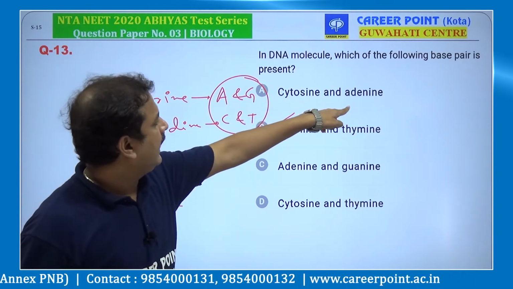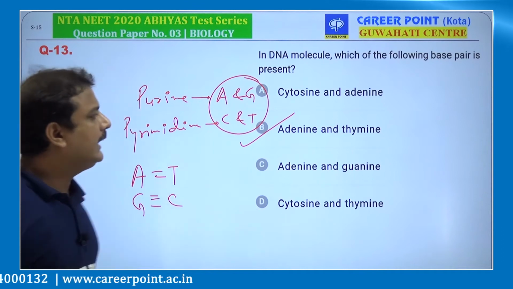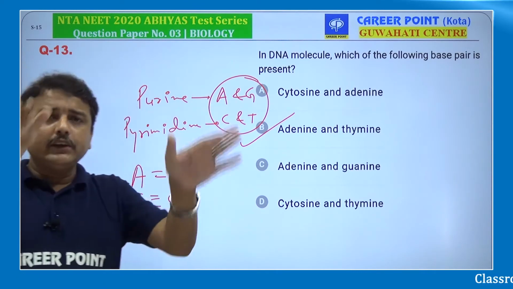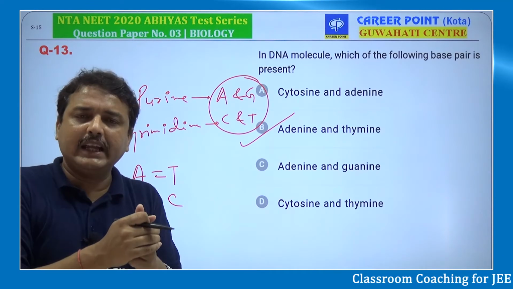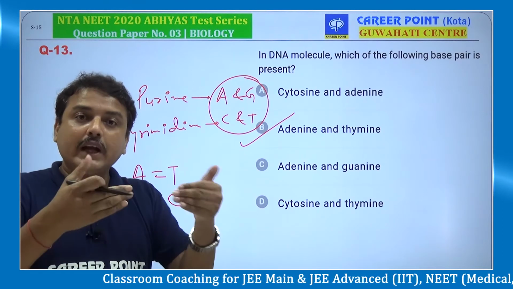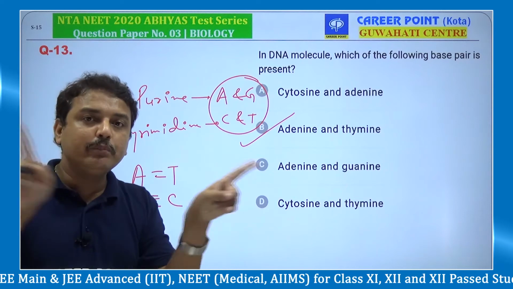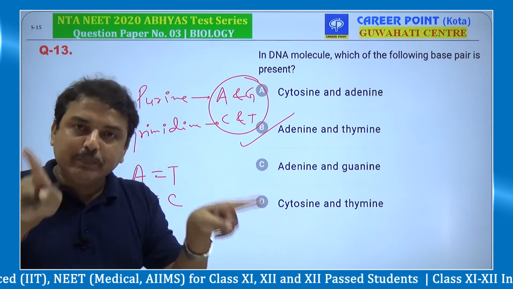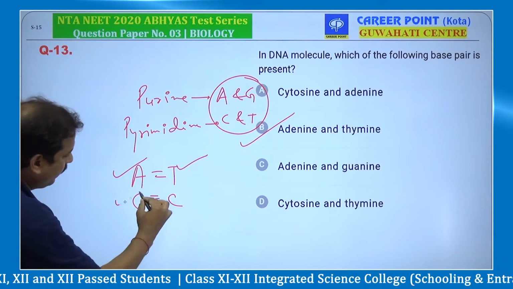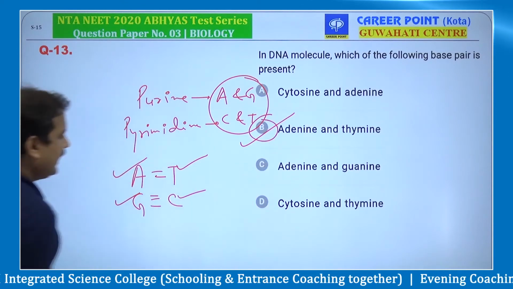Cytosine, adenine, no. Adenine, guanine, no. Cytosine and thymine, no. So the answer is adenine and thymine. Always remember, in case of DNA, there are two polynucleotide chains, they are complementary to each other, and they are bonded with weak hydrogen bonds. Bonding always occurs between a purine and a pyrimidine, not purine with purine or pyrimidine with pyrimidine. So according to that, the answer is B. Okay, next.